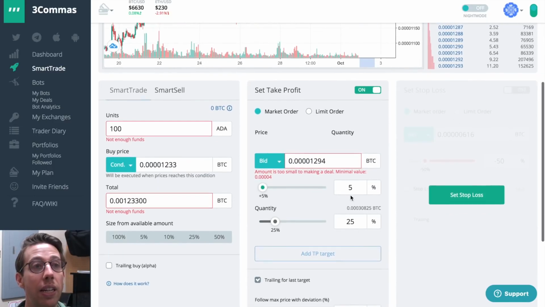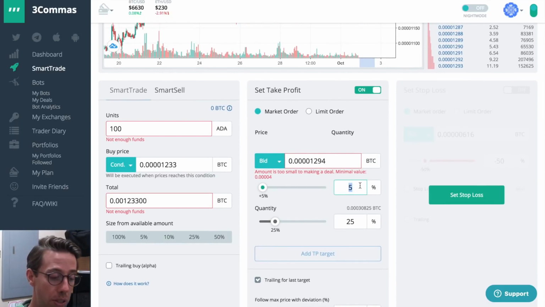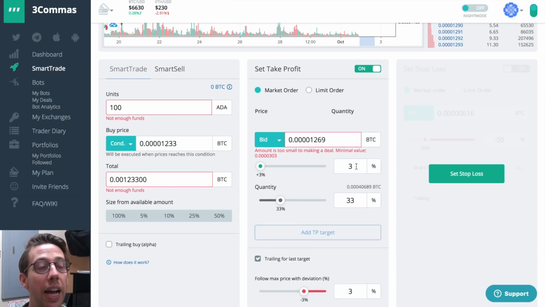You could decide not to sell everything at 5%. You could do a step sell, where at 3% I sell 33, and then at 4% I sell 33, and then at 5% I would sell 34, and that would take care of everything. For this example, it's not letting me do anything because I don't have enough funds.